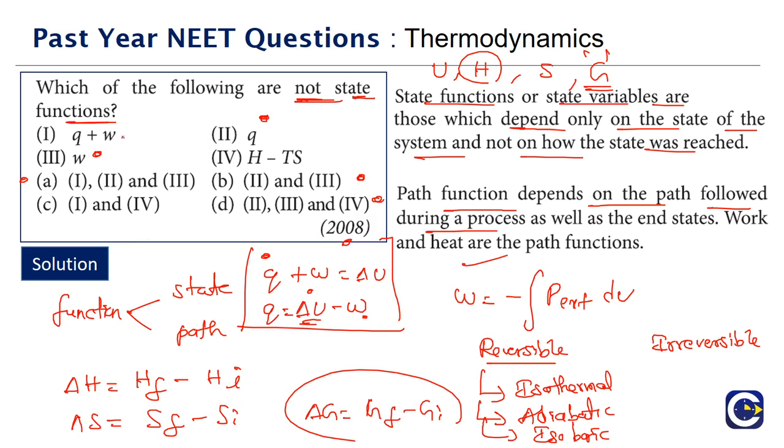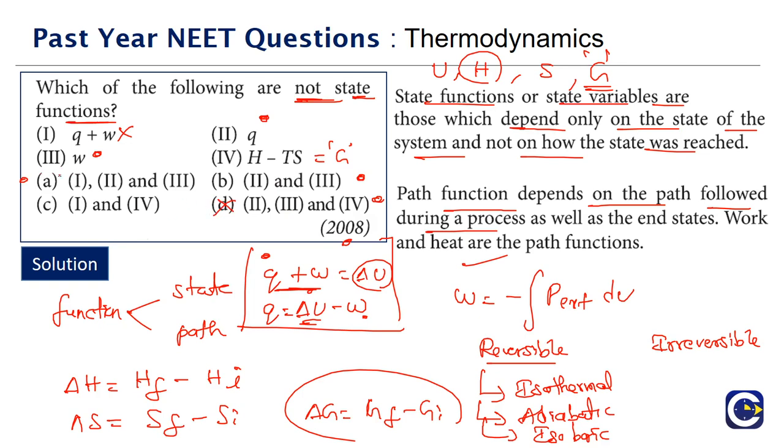Okay, so 1 is what? Q plus W. What is Q plus W? Delta U, right? What is delta U? It is a state function. Means 1 is a state function. Okay. 4. What is 4? H minus T into S. What is H minus T into S? That is G. G is what? It is a state function. Free energy is a state function, which means D also will not be included.